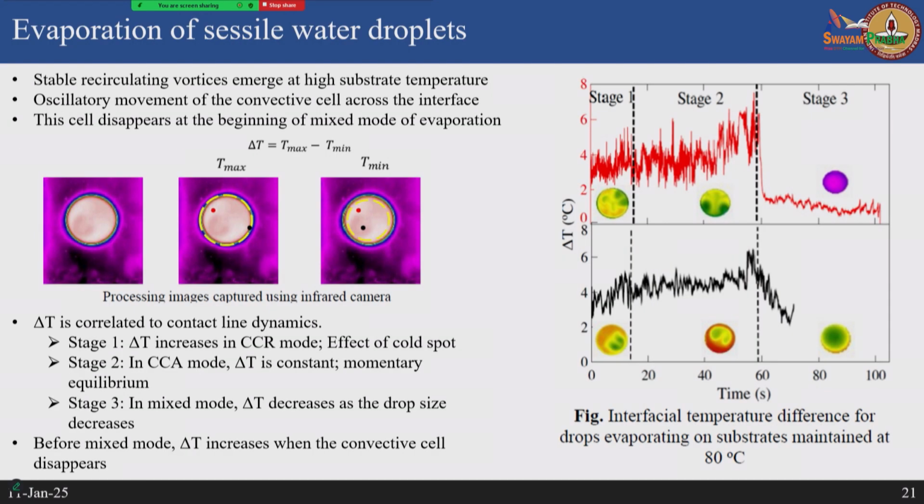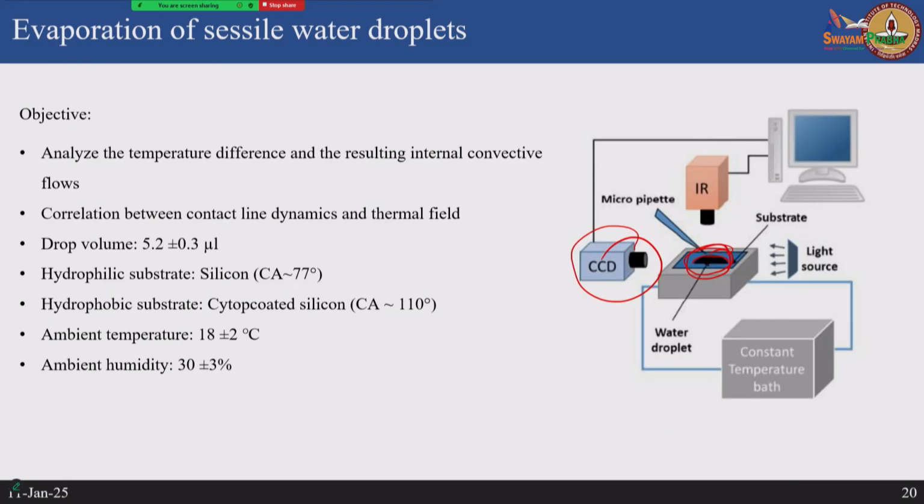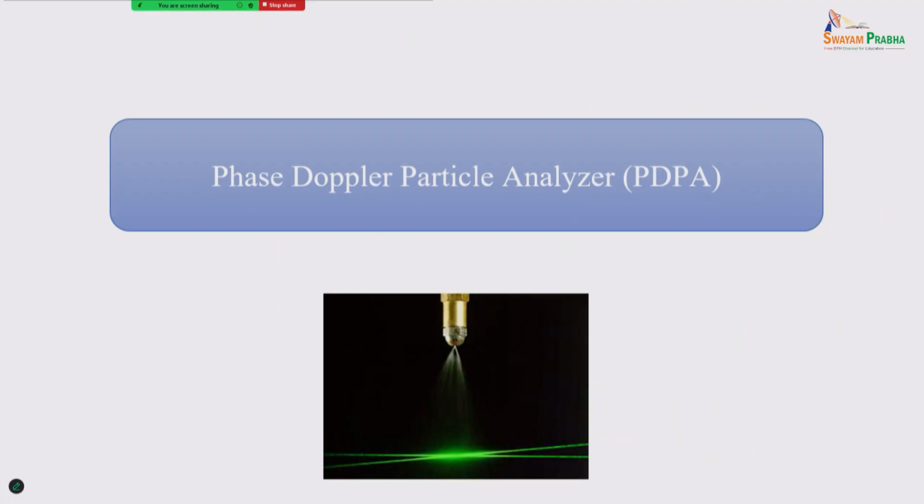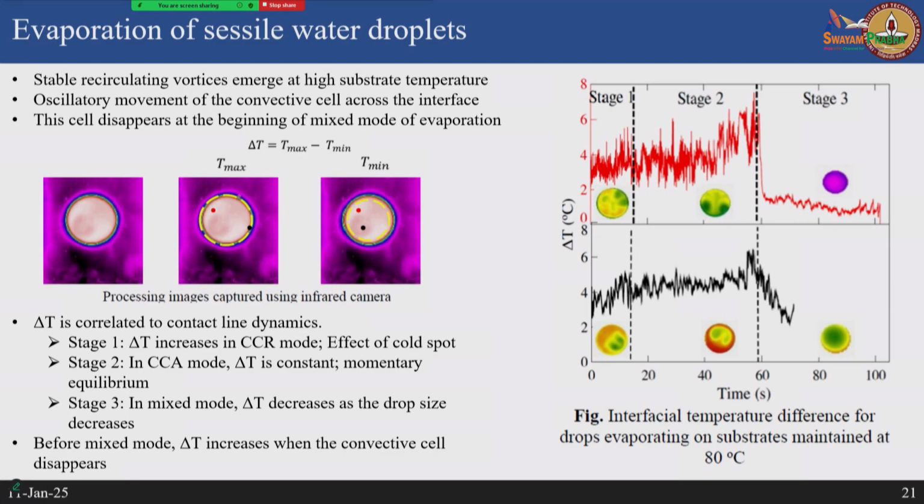So we did this at different surface conditions, whether hydrophobic or superhydrophobic and so on, and very nicely we could see some interesting circulation patterns inside the drop that we have captured with the IR camera, and we have correlated the circulation patterns. You can see these small micro convective cells inside at different stages of evaporation that we could capture, and this information was coming purely from the IR camera, not from optical images.